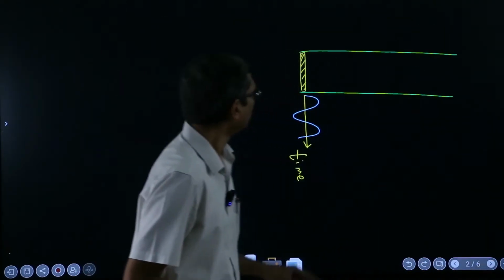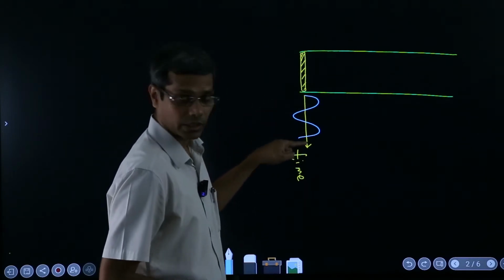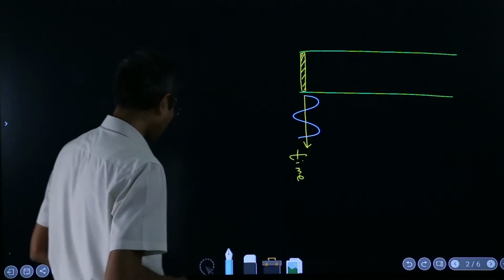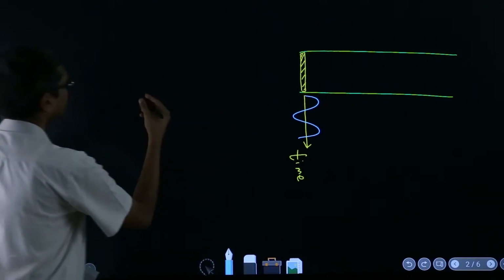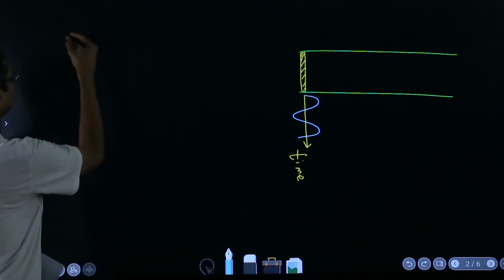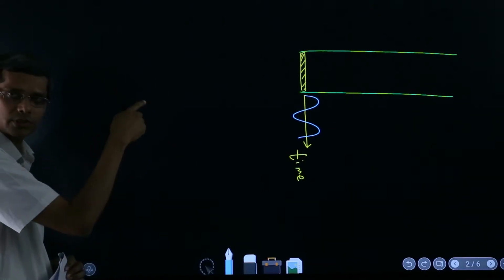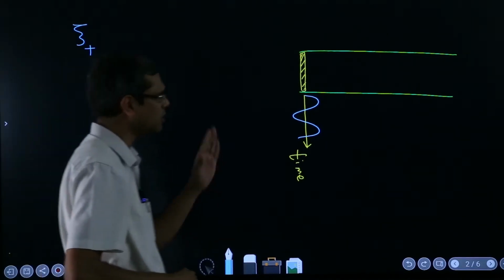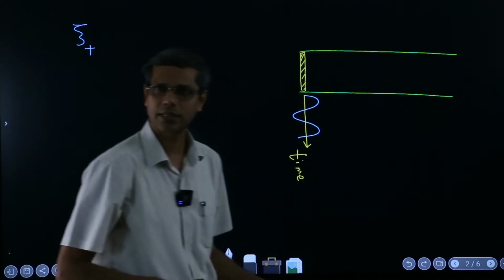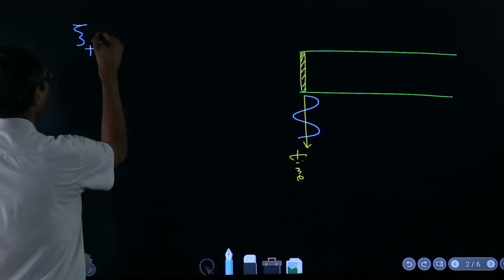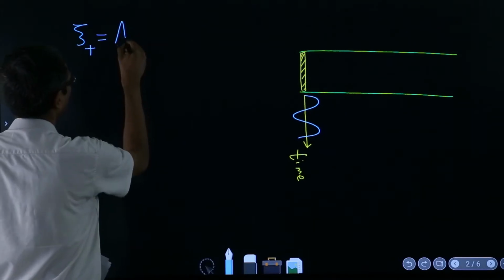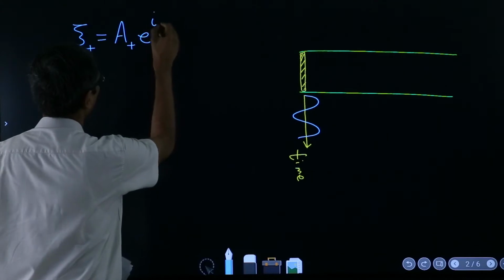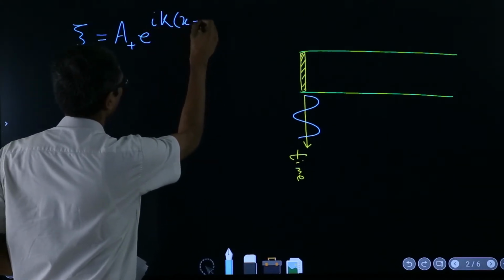Okay. Now, so that is what I have drawn here, so that now I am oscillating the piston here. Then we had seen earlier that the solution of that wave equation for xi would give you that, say, xi plus, I am writing because this wave is moving in the positive x direction, will be equal to something like, say, a plus e raised to i k x minus ct.